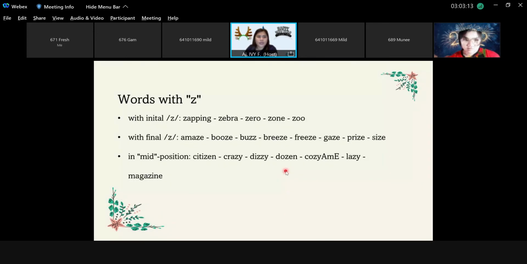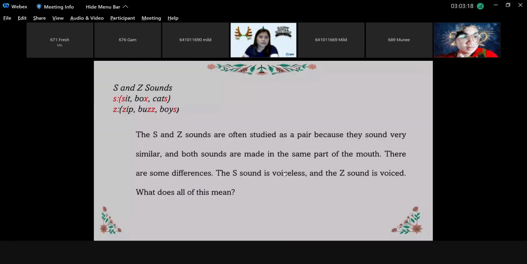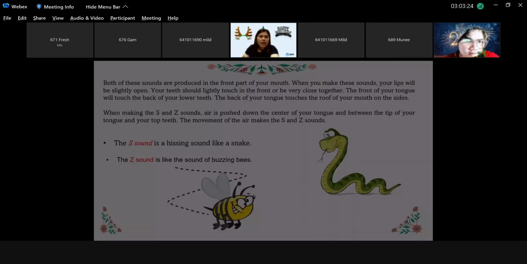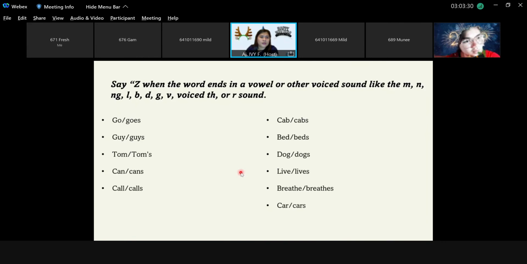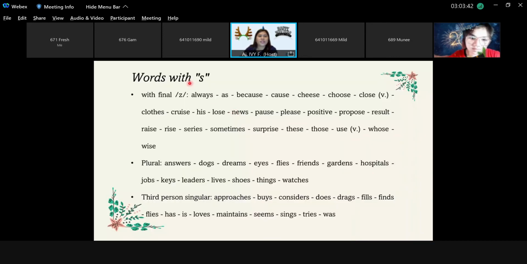Now we will proceed to the s and z sound at the end of verbs and nouns. Okay, we have now these words with s, with final z sounds, always as z: because, cause, cheese, choose, and close.